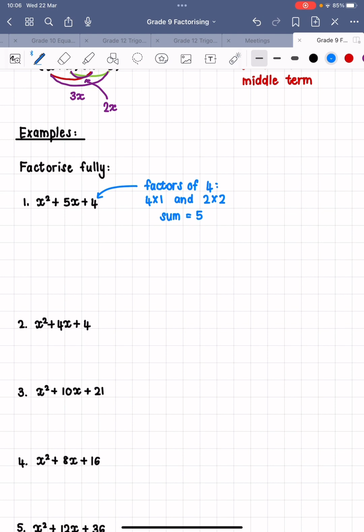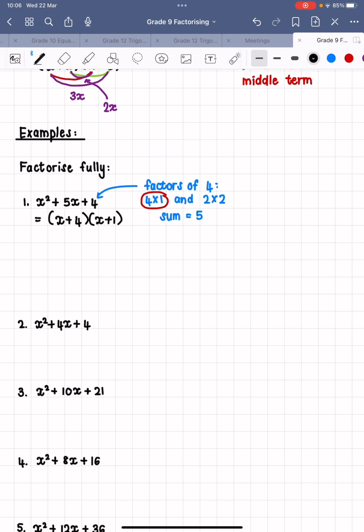So which factors am I going to choose now? 4 and 1. If I choose 2 and 2, guys, what's 2 plus 2? 4, not 5. Okay, so that's why I can't choose these 2 factors. All right, so now my brackets are just going to be, what must be first in my brackets, guys? X, because I need an x times x to get to x squared. All right, so I'm going to have x plus 4 and x plus 1.